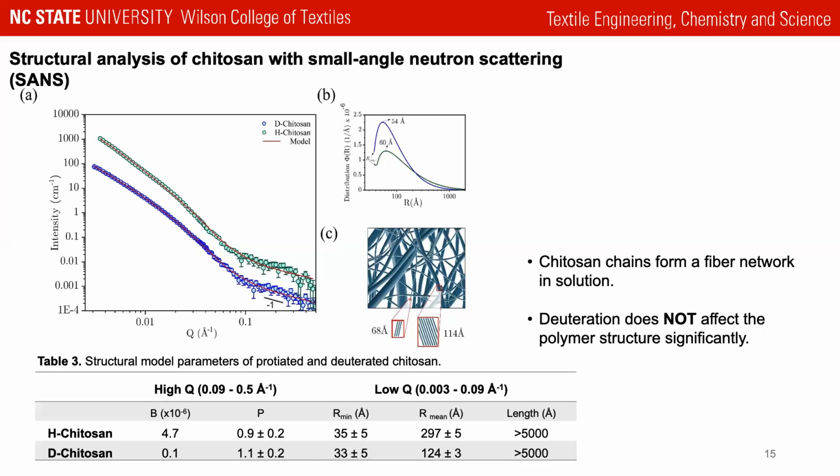A significant difference in the mean fiber radius was observed for the protiated and deuterated chitosan. Still, the maximum likelihood of fiber radius for the two chitosan forms is similar. This means the radii of the individual fibers of protiated and deuterated chitosan have similar dimensions, but there is a broader distribution of fiber radius in the H chitosan sample. Therefore, the deuterated sample can be useful as a model system to characterize the composite with contrast match experiments in neutron scattering.